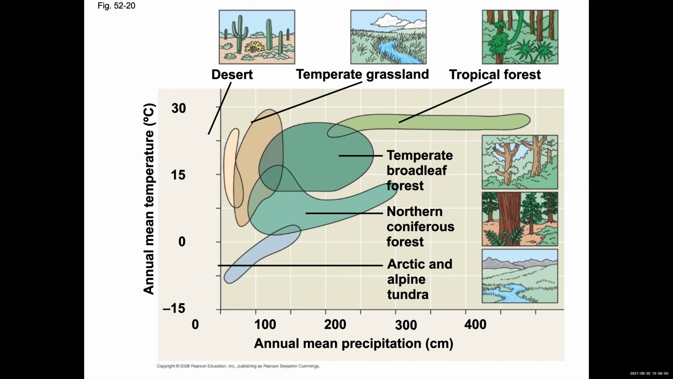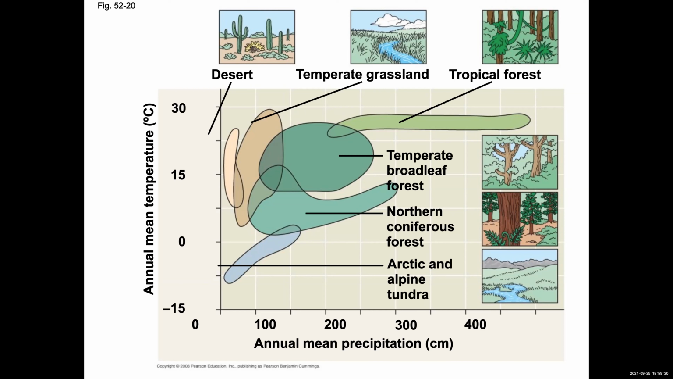All right, so we see that at very low rainfalls, we have desert. At intermediate rainfalls, we have grassland. And at higher rainfalls, we have forest. That temperature is higher in deserts. Arctic and alpine tundra is a habitat that's kind of the equivalent to desert, but it's cold, right? Arctic is towards the poles, alpine is at the top of mountains.